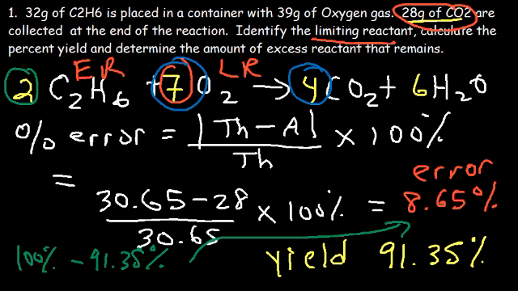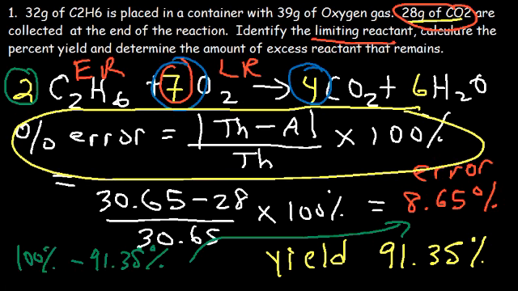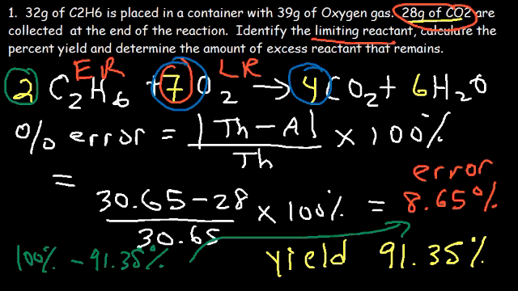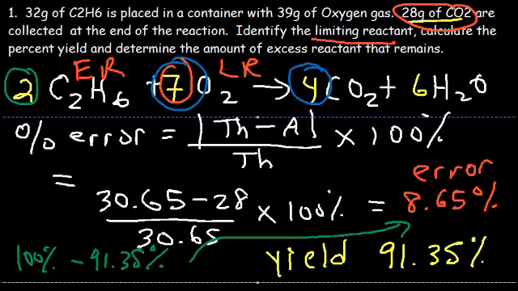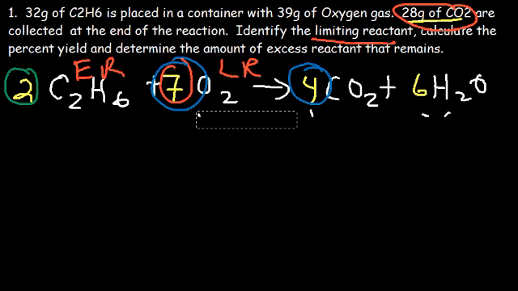So I want to make sure that you understand that concept before we move on. But now you have the equation for percent error, so you can always use it if the need arises. So now let's focus on the third part of this problem. Let's determine the amount of excess reactant that remains. So let's clear away some stuff on this board. Feel free to pause the video and see if you can figure out how to calculate the amount of the excess reactant that remains.